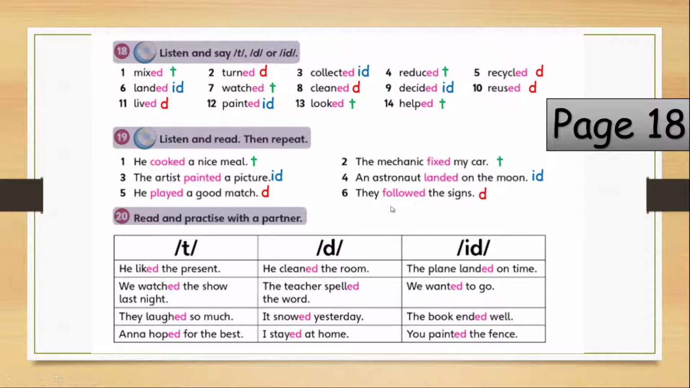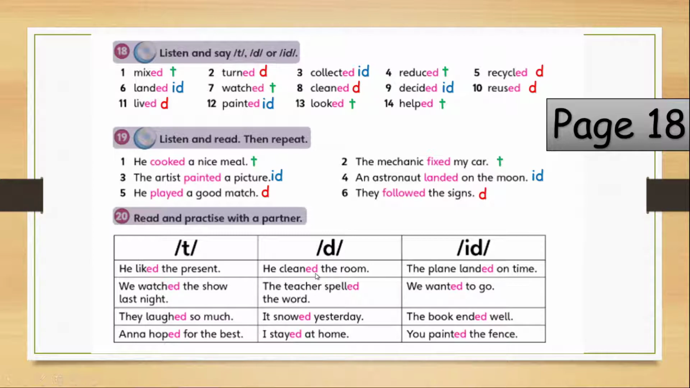The d sound. All right, let's look here. We have here the sentences under the t sound. So let's read them. He liked the present. Liked. T. We watched the show last night. Watched. T. They laughed so much. Laughed. T. Anna hoped for the best. Hoped. T.